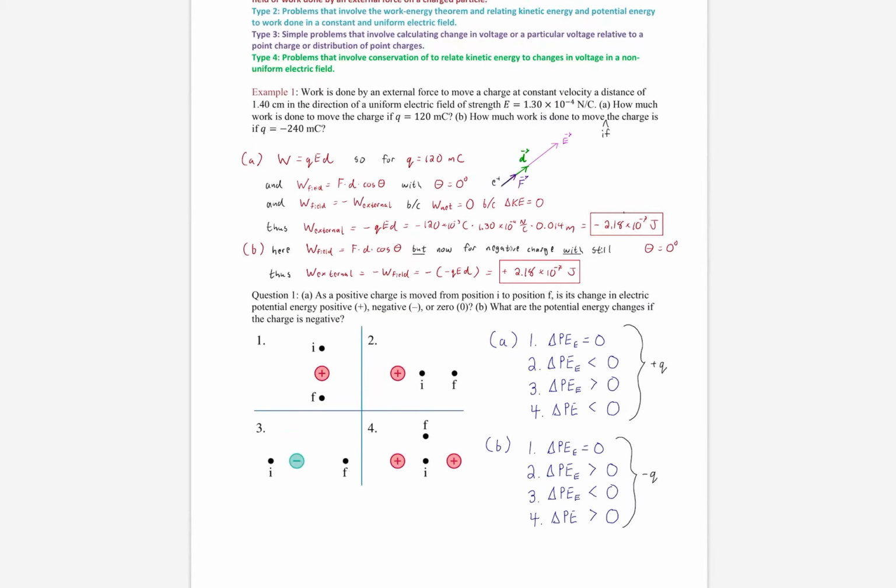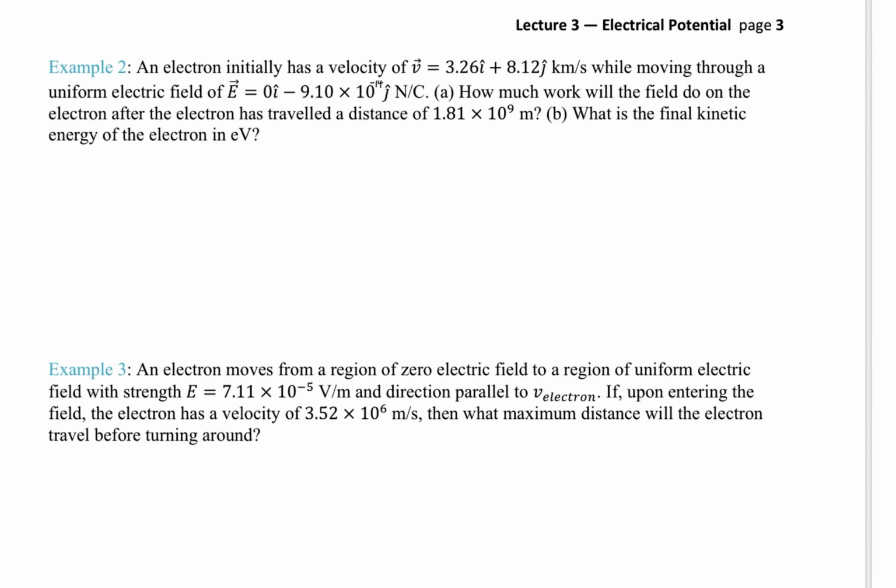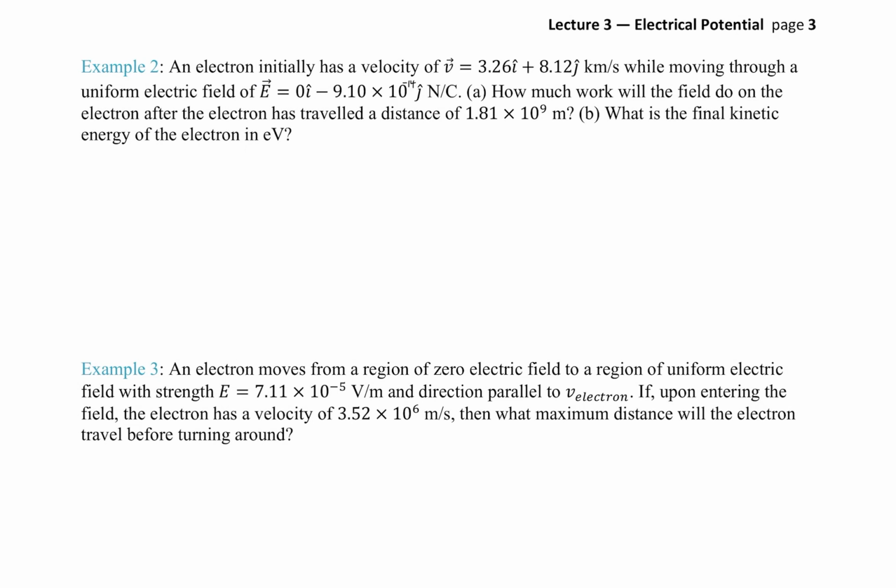All right, example 2. An electron initially has a velocity of 3.26 x-hat plus 8.12 y-hat kilometers per second. Well, 3.26 in the x direction, 8.12 in the y direction, units of kilometers per second.